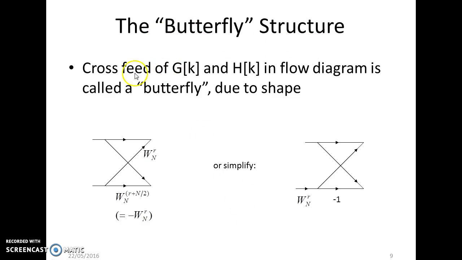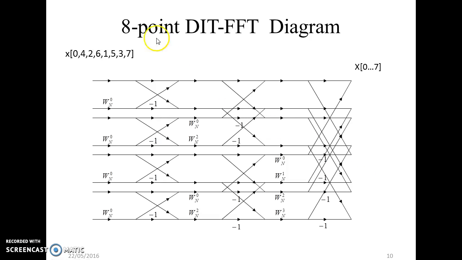The butterfly structure. Cross feed of G of k and H of k in the flow graph is called a butterfly due to its shape. This is G of k and this is H of k. If we are cross-feeding the values, we get a shape like a butterfly. So the structure is also called the butterfly structure.